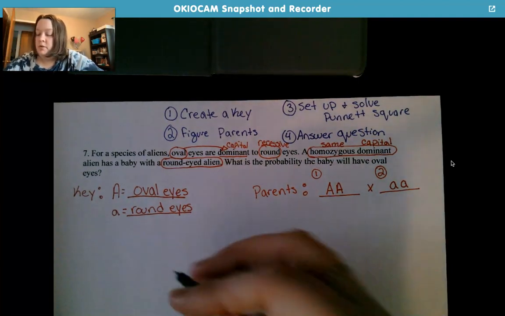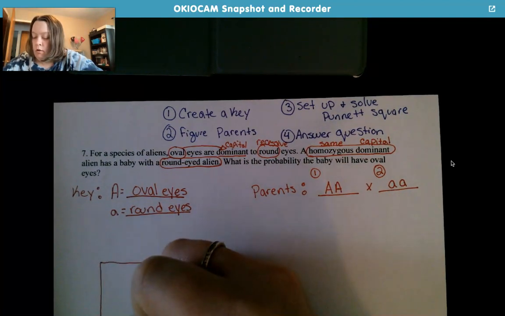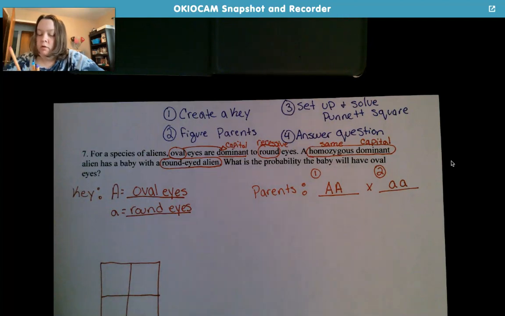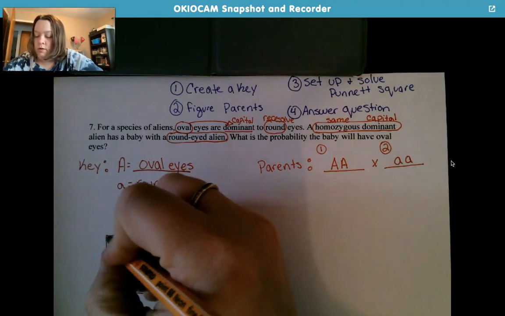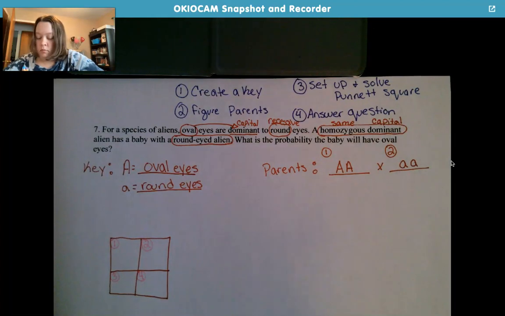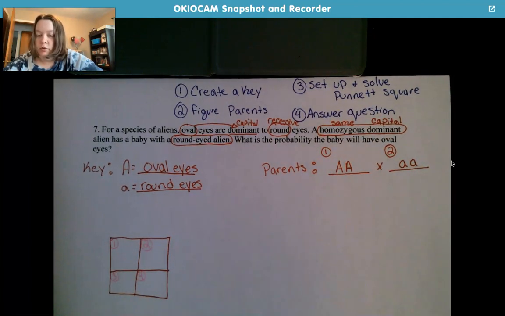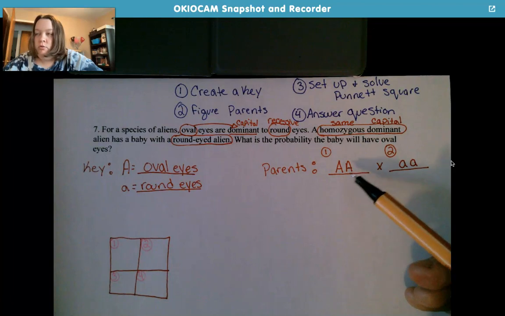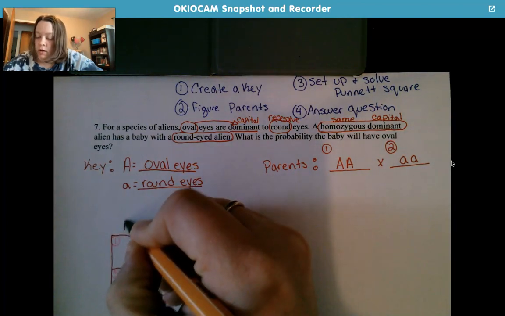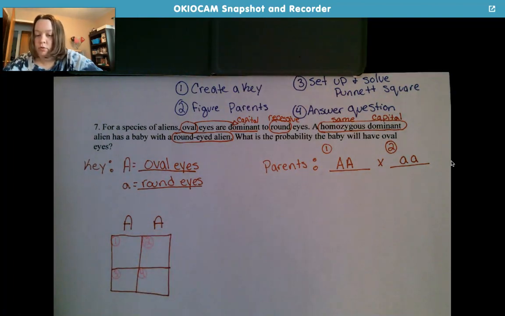Step number 3 is to set up and solve our Punnett square. So we draw out our square. And remember, our Punnett square is going to tell us the possible combinations for the offspring. So for this square, there are 4 different combinations that the offspring could have. And I'm going to label them 1 through 4. Now I'm going to fill out my square. Parent number 1, I'm going to write along the top, and parent number 2, I'm going to write along the side. Parent number 1 has 2 capital A's, but it only gives one of its A's to its children. It could either give this capital A or this capital A. That's why I separate them here, because it only gives one to its children.